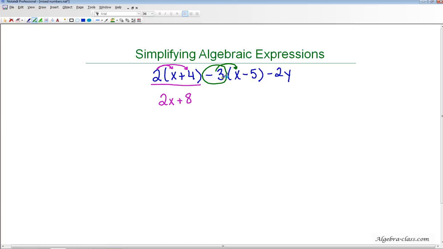So -3 times x is -3x. So I'm going to write that as -3x. And then I'm going to think of -3 times -5. I always take the sign in front. So -3 times -5 is actually +15, because negative times negative is positive. So now I've distributed, and I'm going to bring down the -2y.